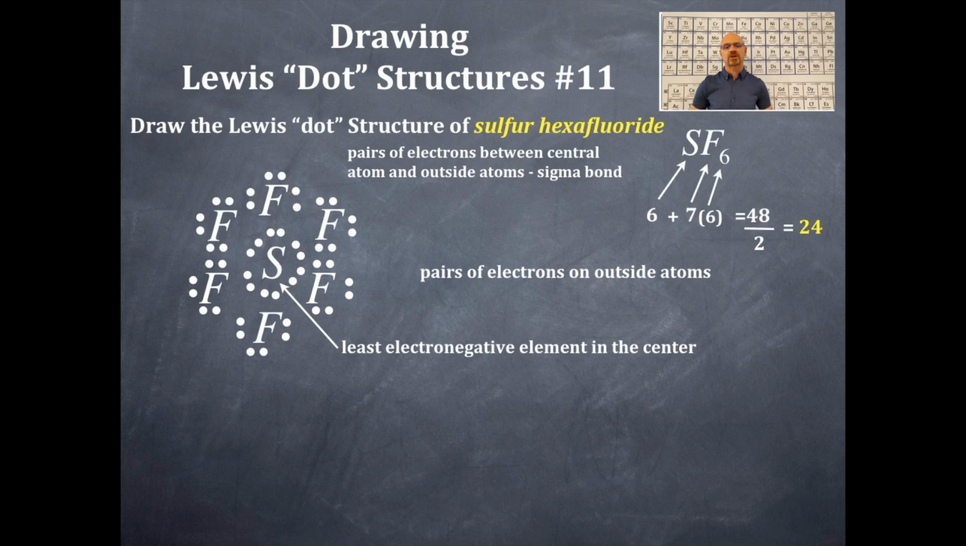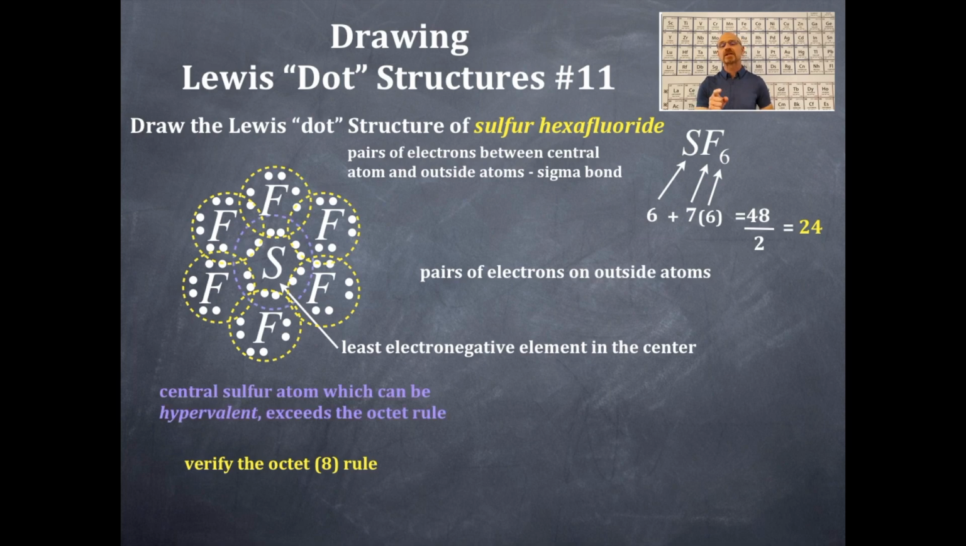So I'm going to circle and make sure that I've done this correctly. I've circled each of the fluorines. Each of the fluorines has an octet. Fluorine must have an octet. There are no exceptions to fluorine on that. The sulfur, however, I already mentioned, is hypervalent and it can exceed the octet rule.